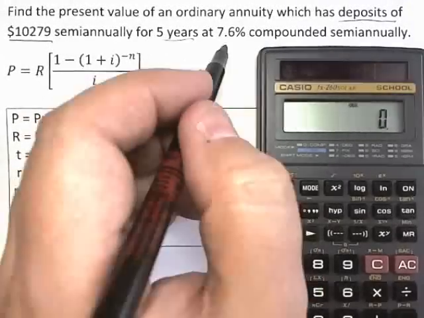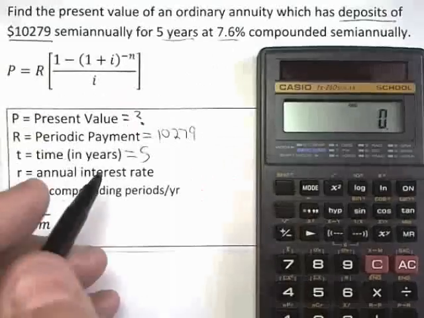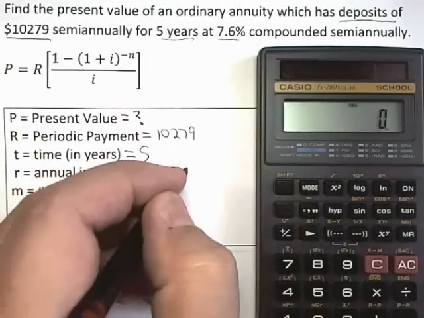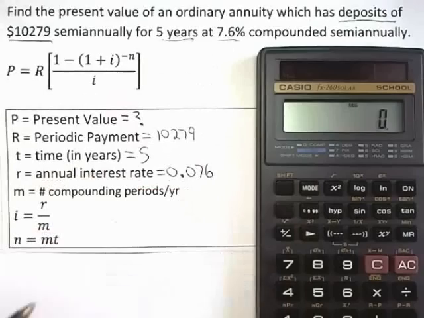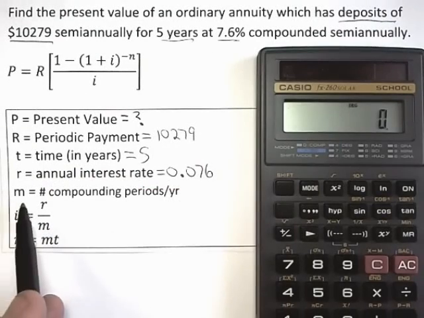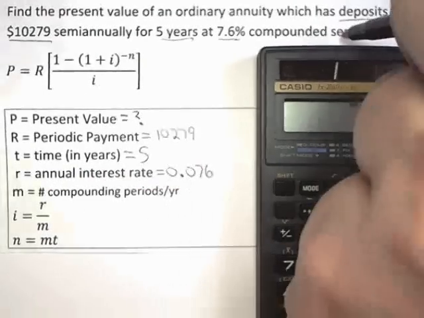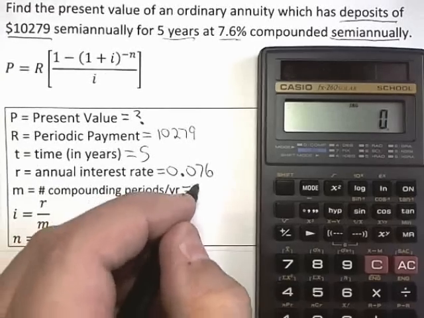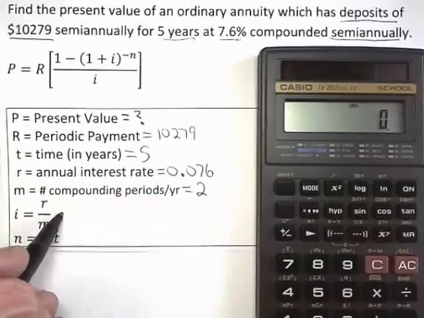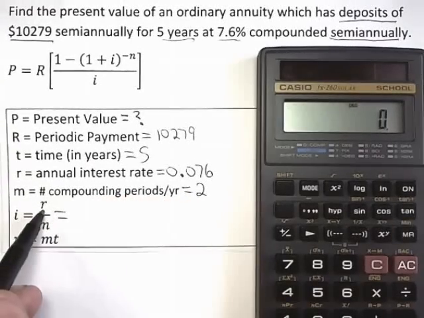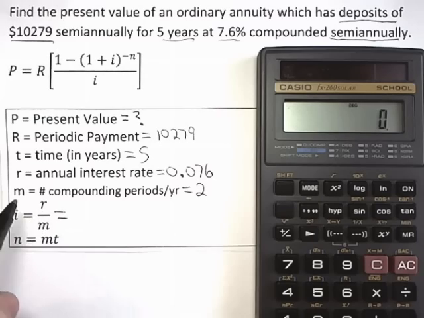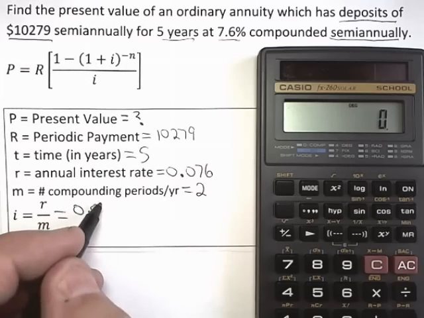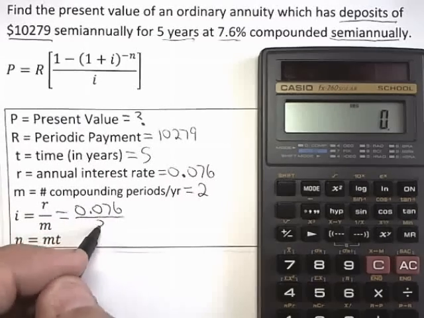The annual interest rate is 7.6%, but we want to write that as a decimal. We move the decimal 2 places to the left, so that would be 0.076 as a decimal. And the number of compounding periods per year, it says semi-annually. That's twice a year, so m is 2. Now little i is little r divided by little m, so little r is 0.076 and m is 2.